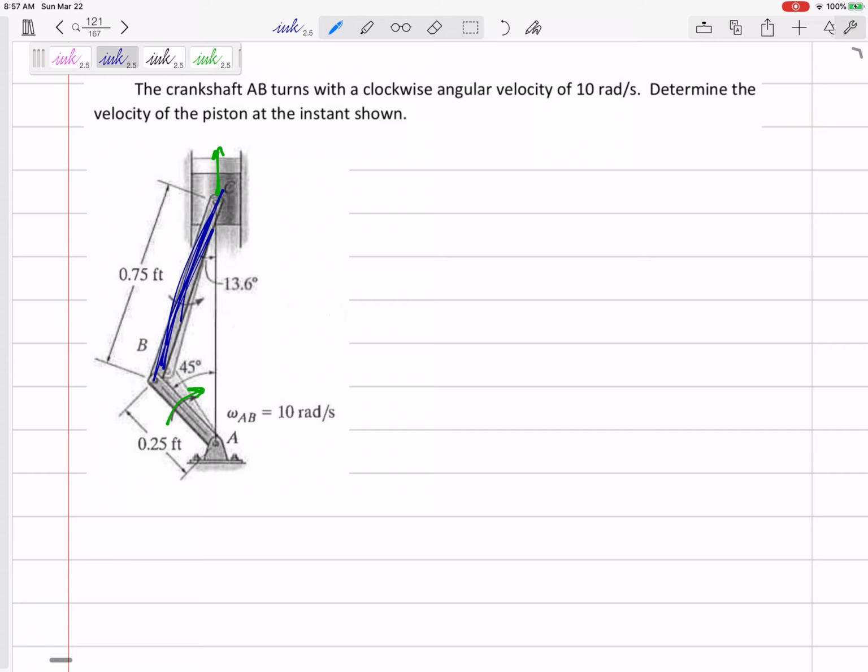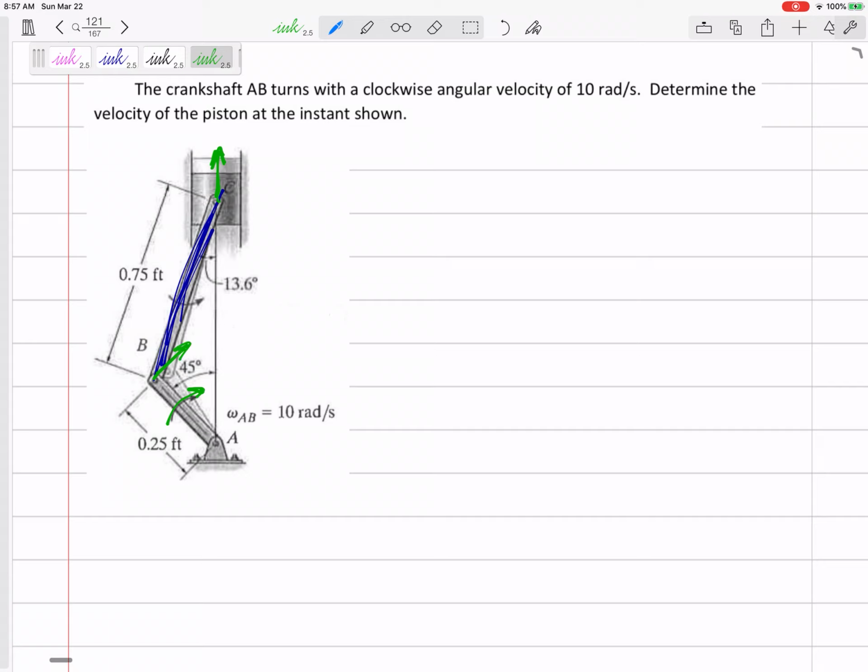So we are in the instantaneous center of zero velocity section. So let's use that method. Let's use the instantaneous center of zero velocity for bar BC to find what we're looking to find. All right, so step one, draw the velocity vectors.